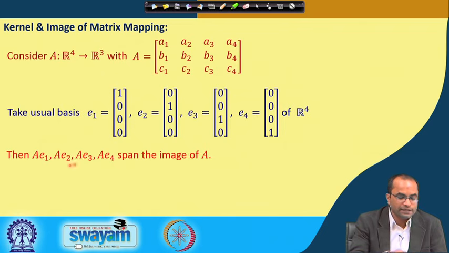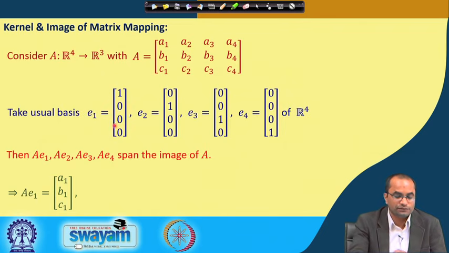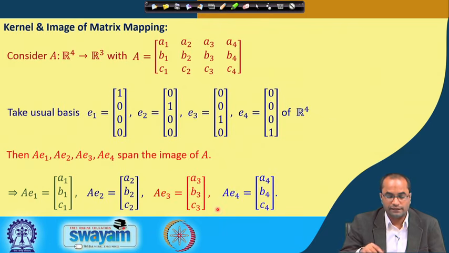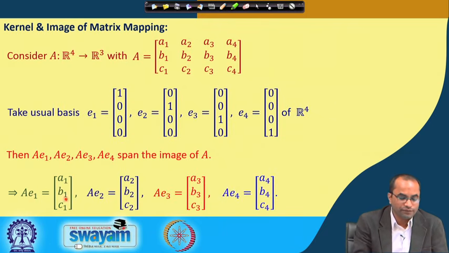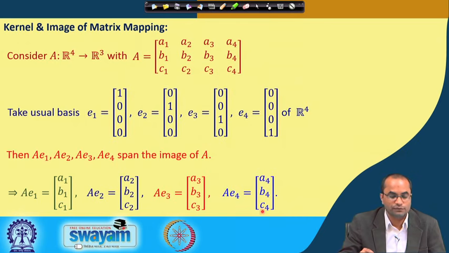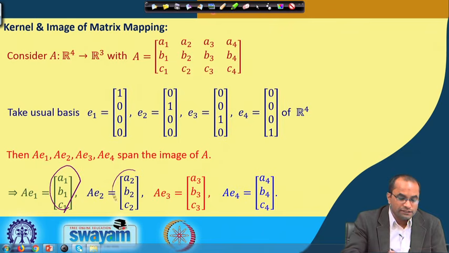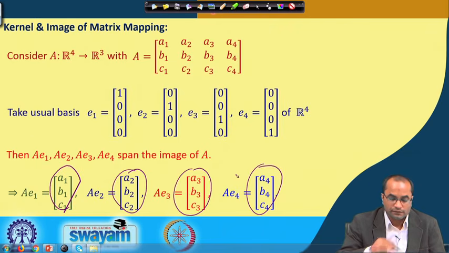So, now we compute A E 1, A E 2, and so on. If we take A and E 1, we will get nothing but the first column, A 1, B 1, C 1. That will be A E 1, and similarly A E 2, A E 3 and A E 4. So these vectors A 1 B 1 C 1, A 2 B 2 C 2 and so on, up to A 4 B 4 C 4, are vectors in R 3. These are the vectors in the image, and we know from the previous theorem that these vectors will span the image.